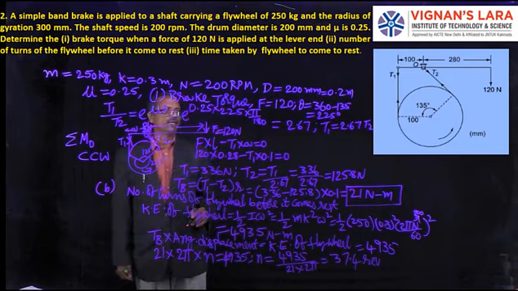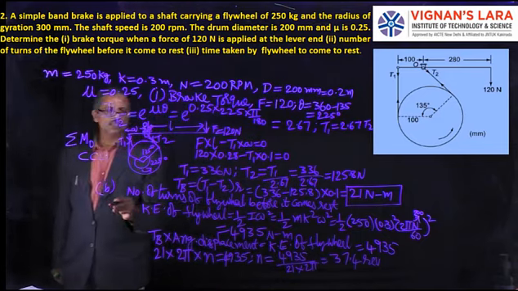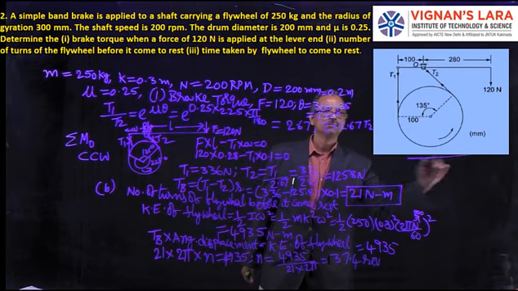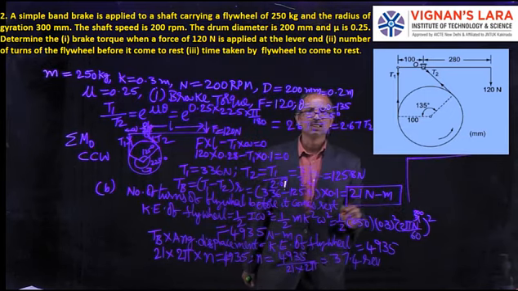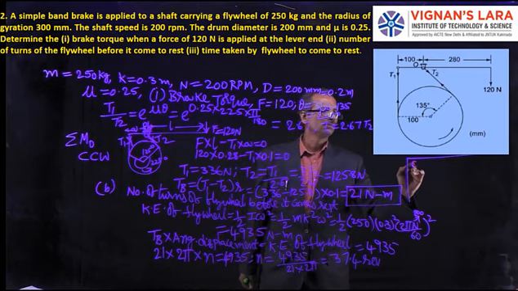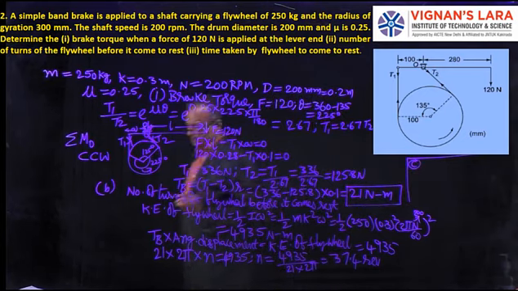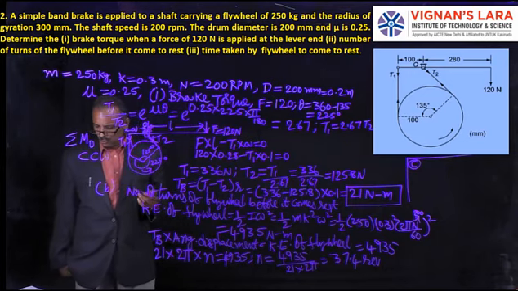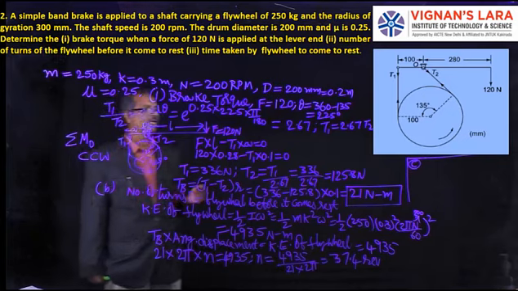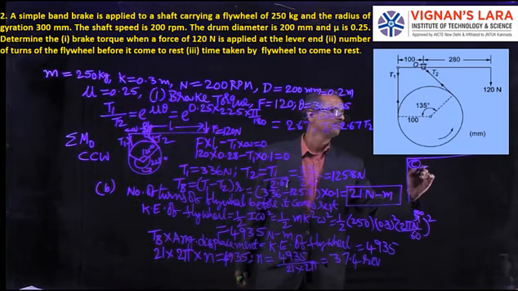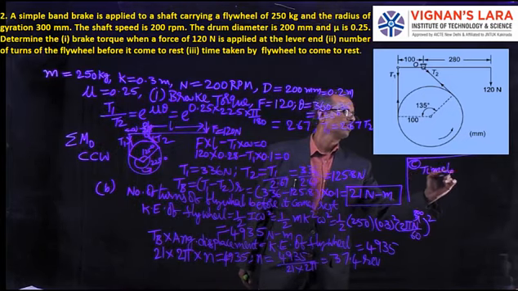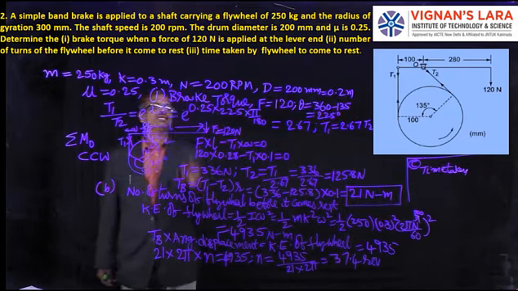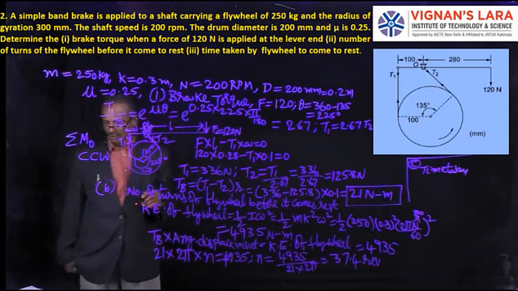And the last part is a simple one. The third part of the problem is very simple. This is the part C. What is the part C? The time taken by the flywheel to come to rest. So what is given for us? It is running at 200 rpm.